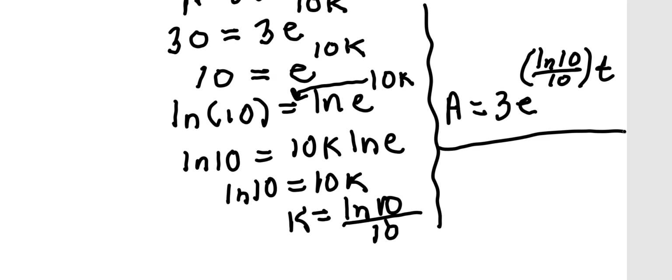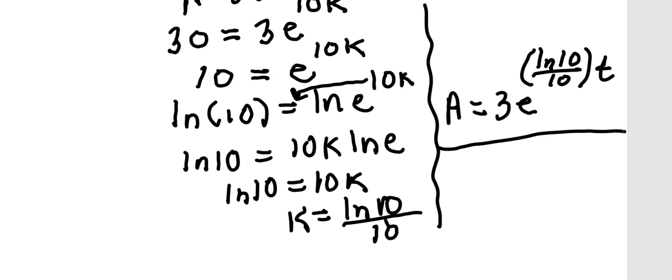The problem has parts B and C. Part B is going to ask you to plug in for T and solve for A. And part C is going to ask you to plug in for A and solve for T, which involves solving a logarithmic equation. But I wanted to focus on how to write the equation, because that's the hardest part for students.